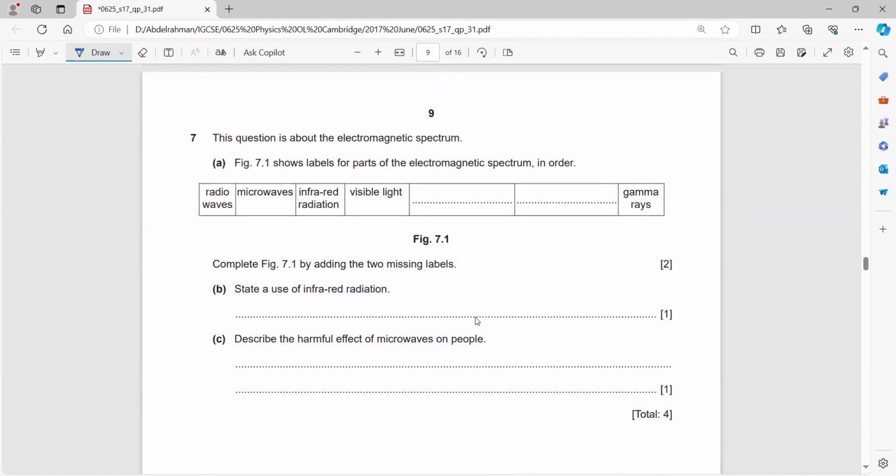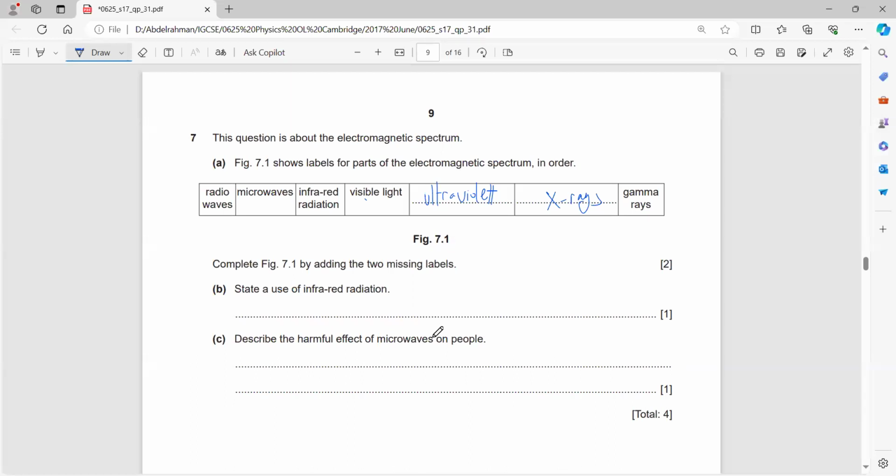Complete figure 7.1 by adding the two missing labels. What are the two missing electromagnetic waves? Radio waves, microwaves, infrared, visible light, and then two other very simple waves. What are they? Ultraviolet, and what else? X-rays. Okay. Thank you.